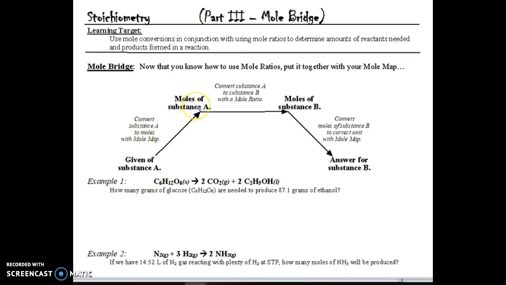After I do that conversion, and I have it in moles, then it's exactly like what we've been doing, which is using a mole ratio from my balanced equation to convert from moles of substance A to moles of substance B. At times, this is where I get to stop, at moles of substance B, to answer the question. But other times I have to go through one more step, going back to my mole map and converting moles of substance B one more time to, let's say, grams or liters or something along those lines.